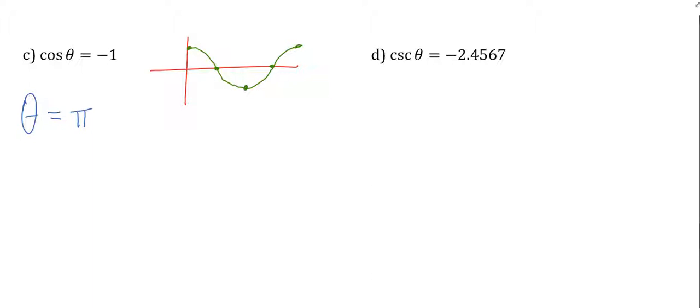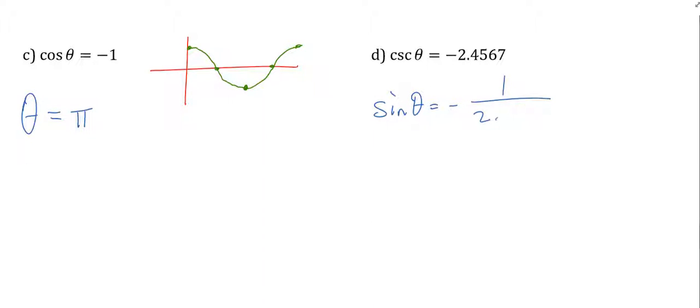Very last one. How do we do this one? It's not a special triangles question because that number I don't think is in the special triangles. You got to use your calculator. So what we do is we say cosecant goes with sine. Thank you. Very good. I like it. Sine theta equals negative 1 over.